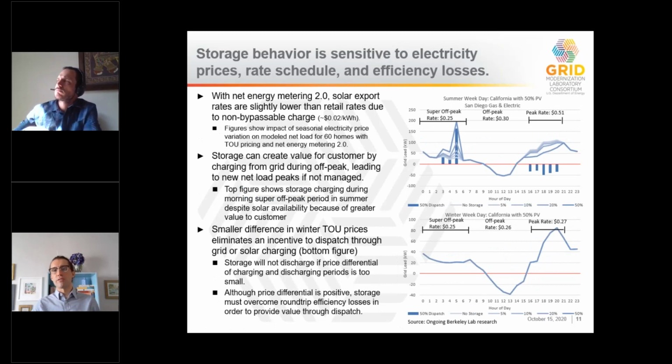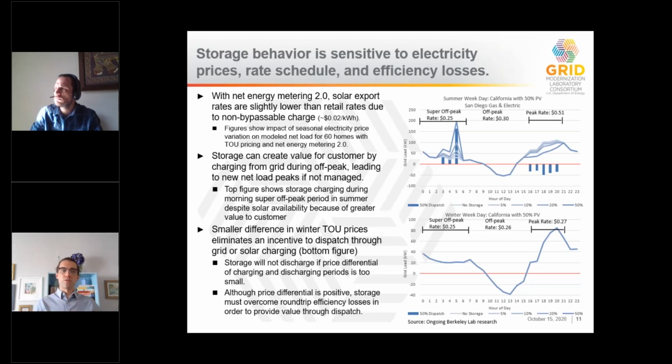And so what those previous cases show is that utilities can design rate structures that promote effective dispatch of energy storage, because energy storage behavior is quite sensitive to electricity price and rate schedule, as well as efficiency losses, among other technical parameters. So here we're showing a comparison of summer and winter behavior for an aggregation of 60 buildings with time of use pricing and net energy metering 2.0 in order to demonstrate other ways energy storage might behave. In cases where time of use pricing has a very low peak period, storage may actually be more economic to utilize grid charging instead of charging from solar at all, as shown in the top figure. This can even cause new net load peaks to form, which you can see here. Furthermore, solar generation is not displaced at all, despite the presence of storage.